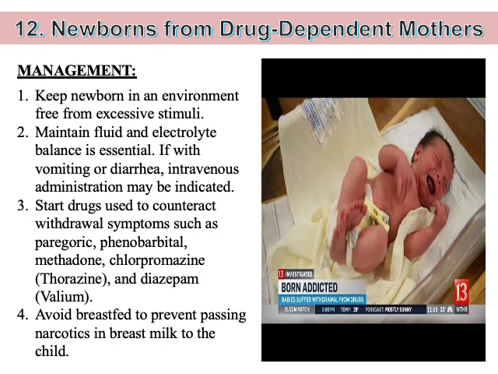Third is important because you need to start the drugs used to counteract withdrawal symptoms. Nervous system drugs such as paregoric, phenobarbital, methadone, chlorpromazine, and diazepam. Please review them. And fourth, avoid breastfeeding, especially if the mother is a known drug dependent. This will prevent the passing of narcotics in the breast milk. But you can give the child breast milk from other mothers.